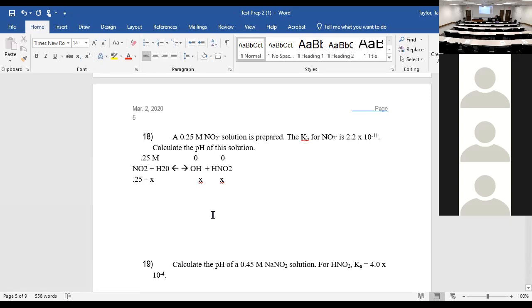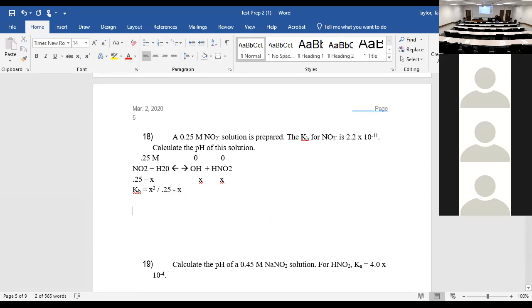And so where do we need to go from here? Well, we need to write our KB equation. So KB is equal to products over reactants. So we know it's X squared from the 2 X's right here. And we divide it by the reactant, 0.25 minus X. And remember that water is being dropped out, so we don't have to worry about anything there. All right, so then we need to find out if we're able to drop this X in the bottom, because that makes your problem go a lot easier.